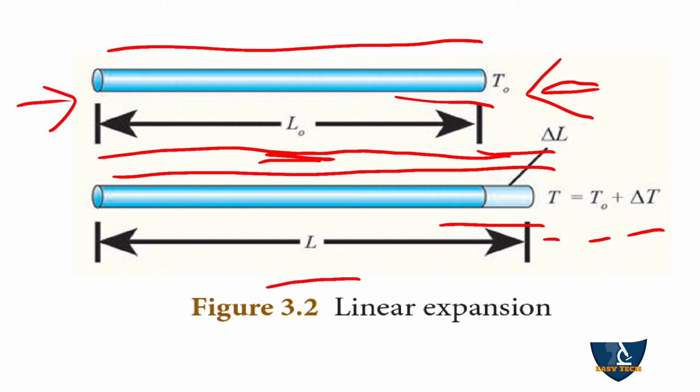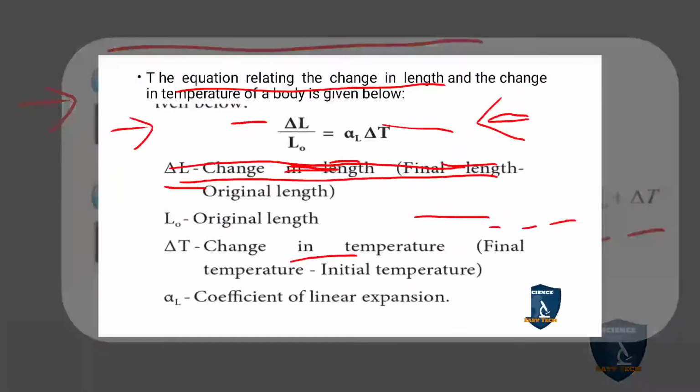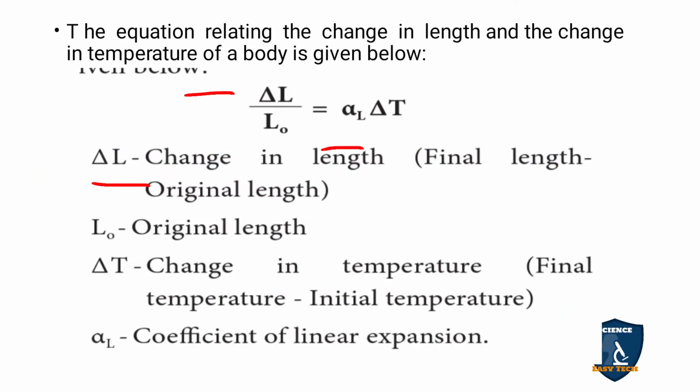So that means final length minus original length. Delta T, change in temperature, that is final temperature minus initial temperature. And alpha L, that is the coefficient of linear expansion.